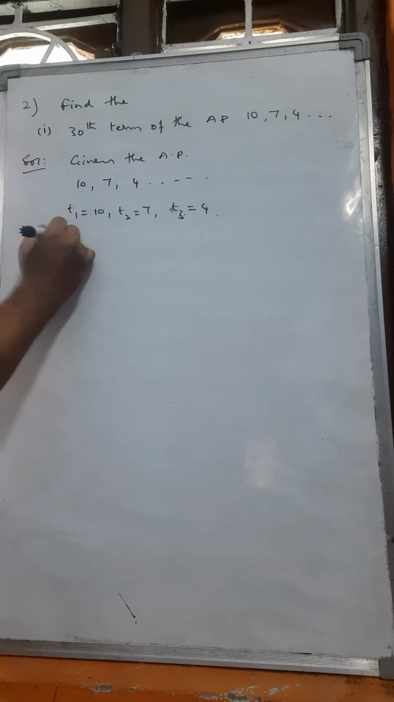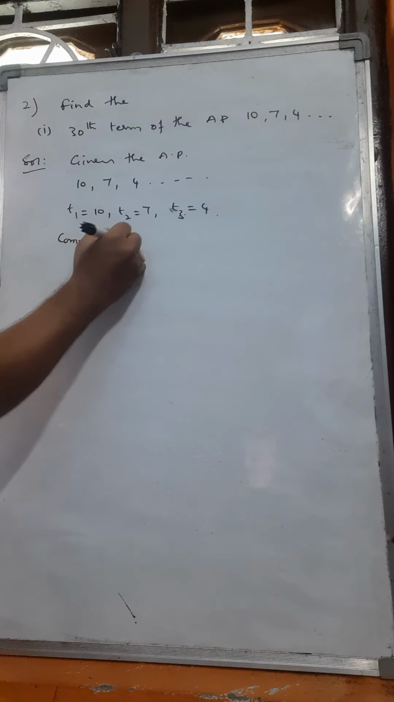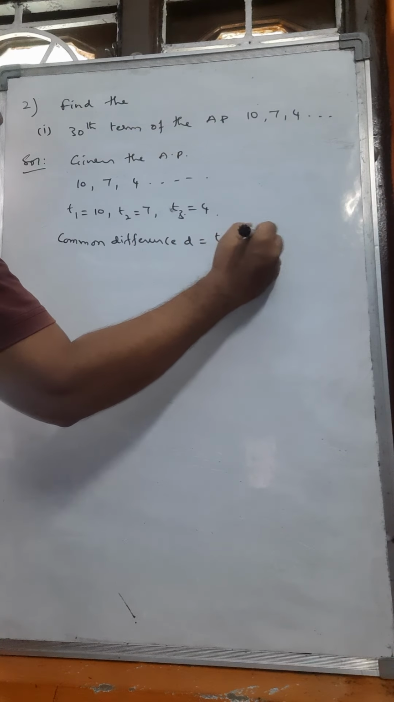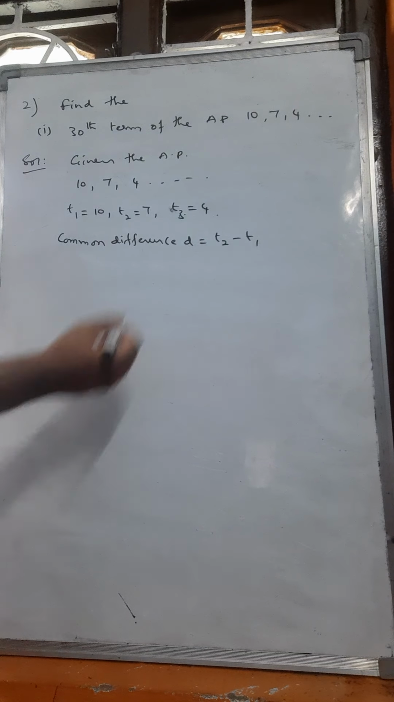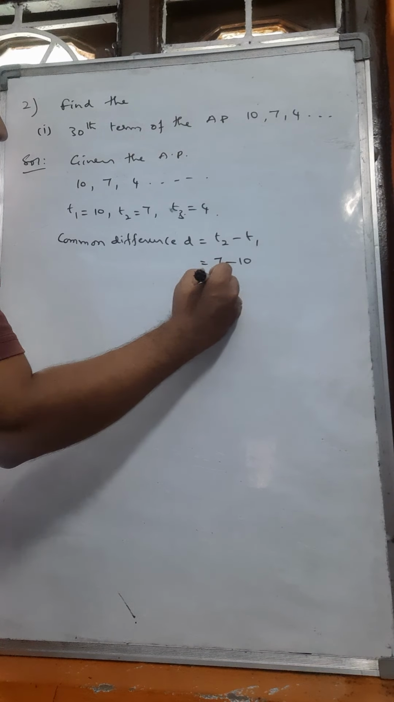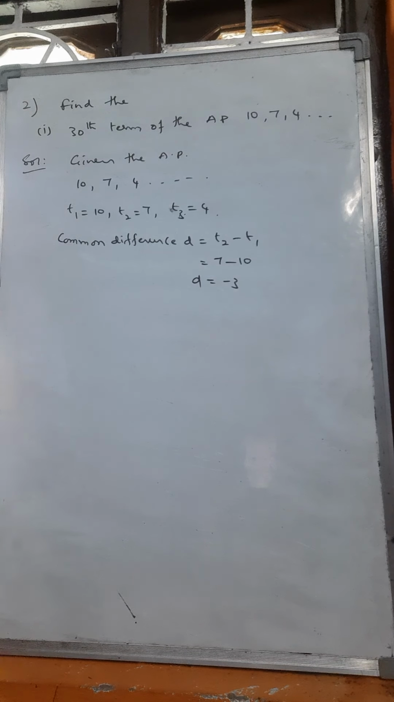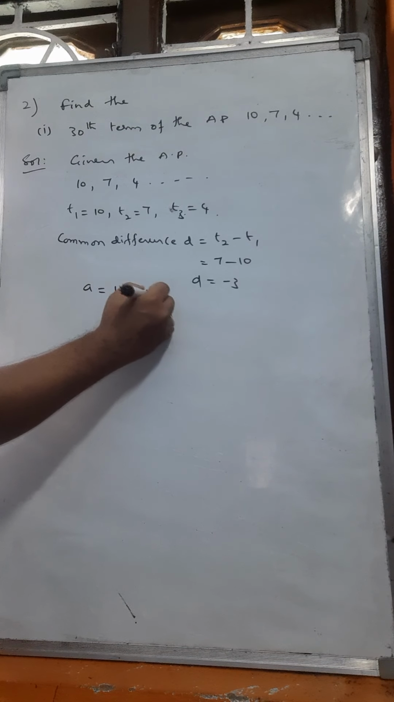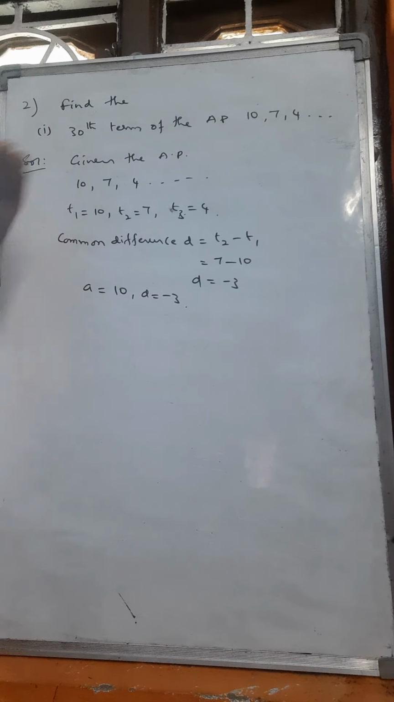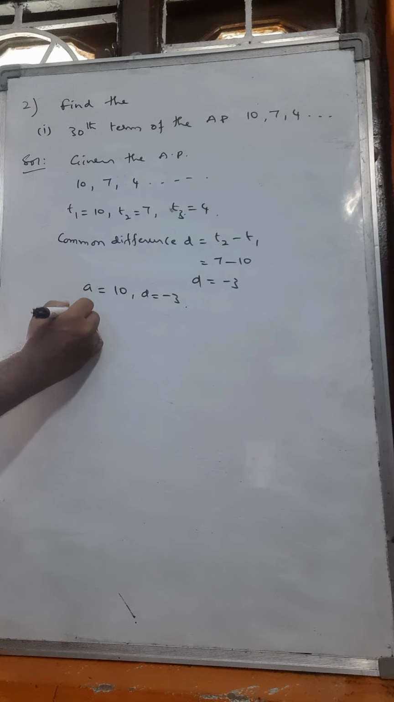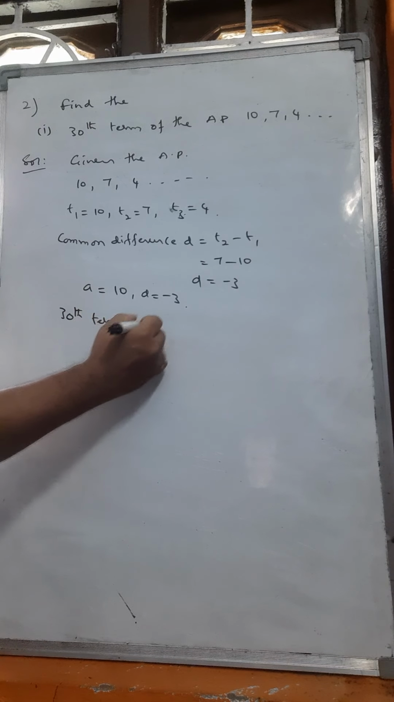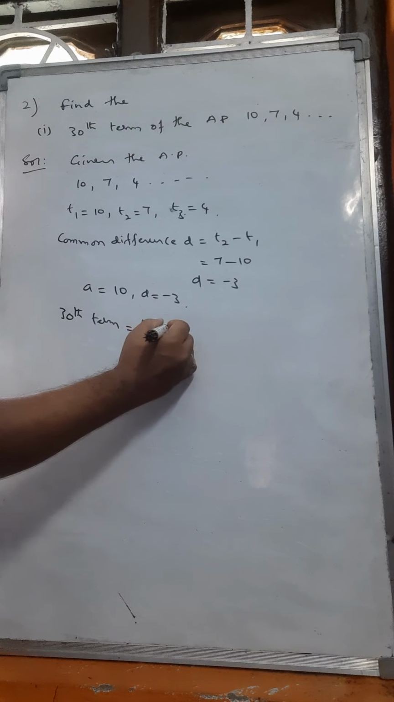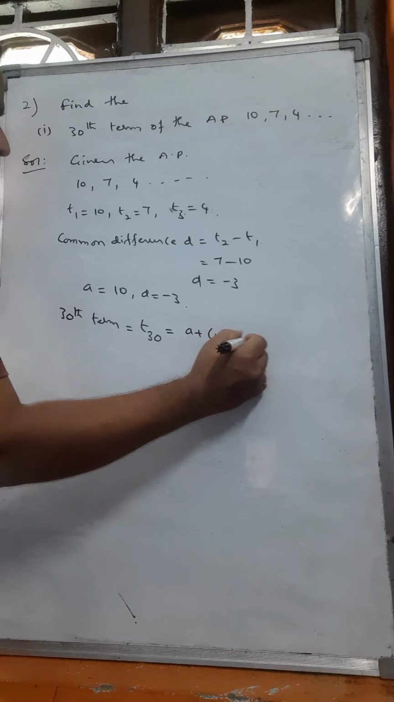So the common difference D is equal to T2 minus T1, or A2 minus A1. So we will get 7 minus 10, that is minus 3. D is equal to minus 3. A is equal to 10 and D is equal to minus 3. We have to find the 30th term, denoted by T30. So we are using the formula A plus N minus 1 into D.